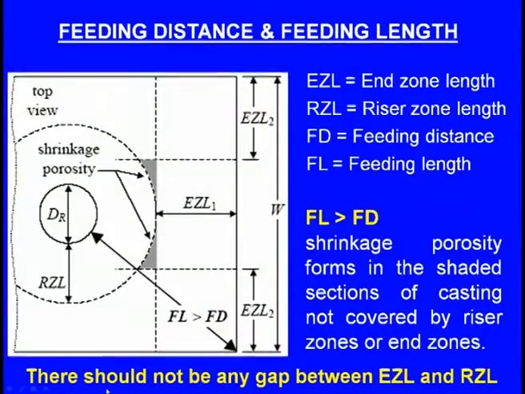So, there should not be any gap between EZL and RZL, where EZL is the end zone length and RZL is the riser zone length. But unfortunately, in this case, this is the EZL and this is the RZL, there is a gap. So, that is how a shrinkage can take place in this case.